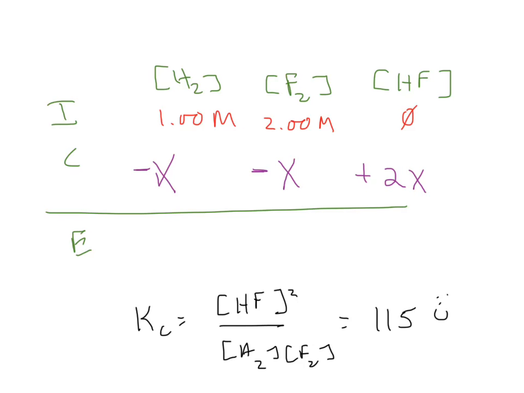And then it gets to what we've been doing before. We said for a given species in a column, you take the initial, apply the change, and come up with the equilibrium concentrations. So down here, for H2, we have 1.00 minus x. For the F2, we have 2.00, which was initial, minus x. Okay, and for the HF, we have 0 plus 2x.